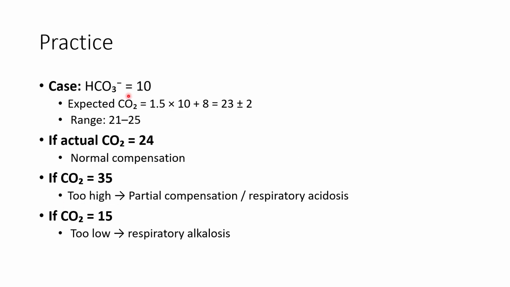So for example, if bicarb is 10, then expected CO2 is 1.5 times 10 plus 8, plus or minus 2. So 23 plus or minus 2, 21 to 25 is the expected PaCO2. If it is 24, it means normal compensation. If it is 35, that is too high. Then partial compensation, or the patient also has respiratory acidosis. If it is too low, then the body never overcompensates. It is respiratory alkalosis.